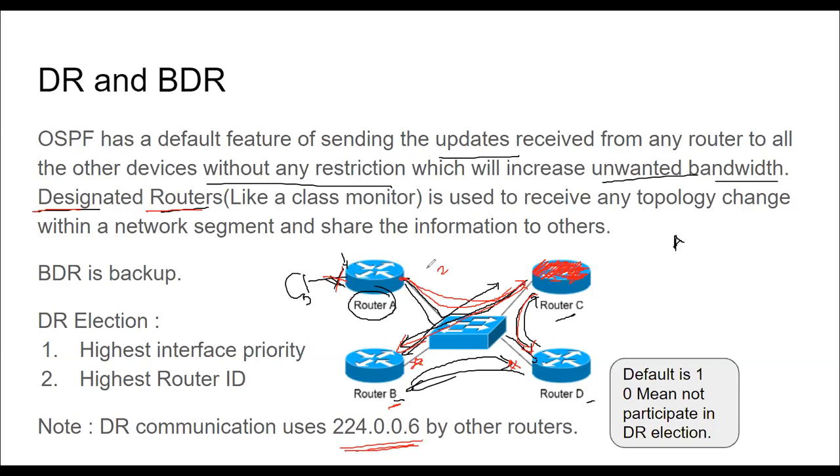So there is again a concept. What if my DR fails? That's where your BDR comes in, backup designated router. So whenever DR fails, BDR jumps in. Let's talk about DR election. Very easy one.